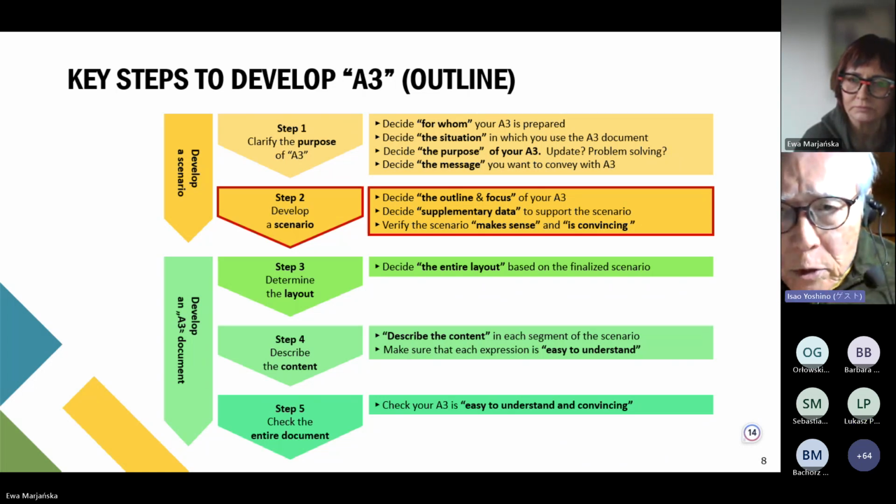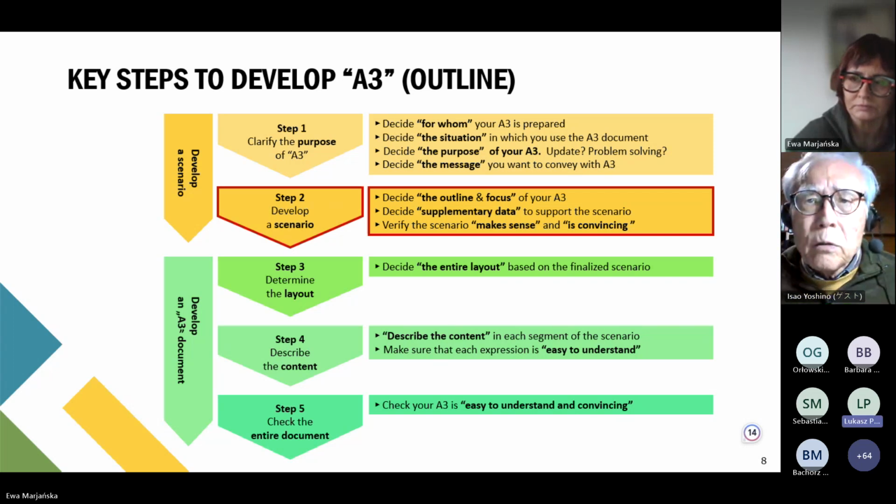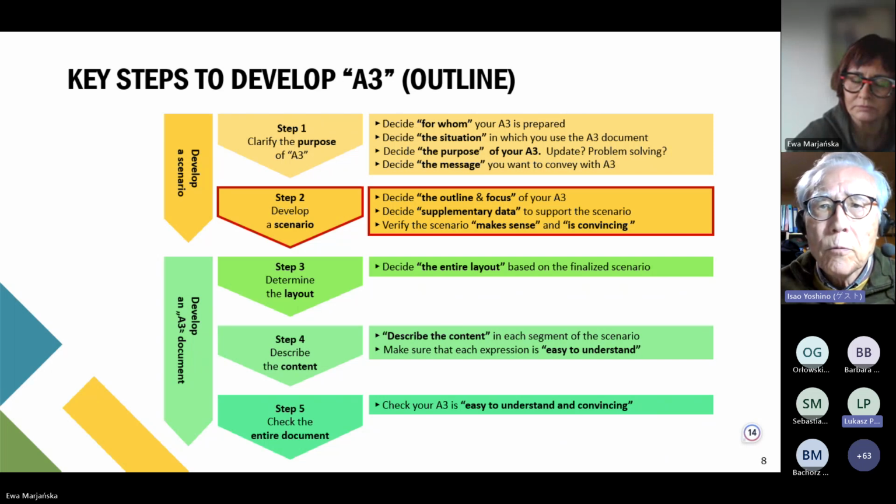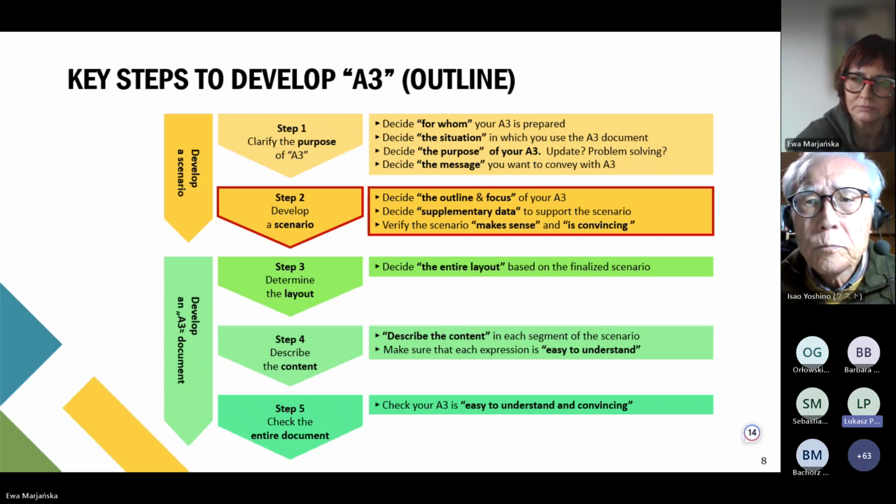Say it again, please. I would like to ask about the focus point. Do you think that only one focus point should be in an A3 document, or all the boxes should be equal?